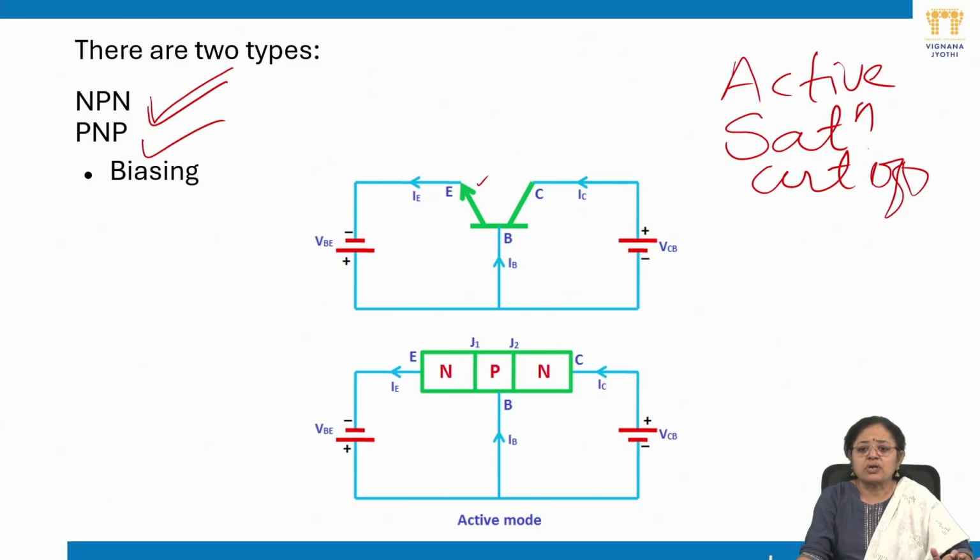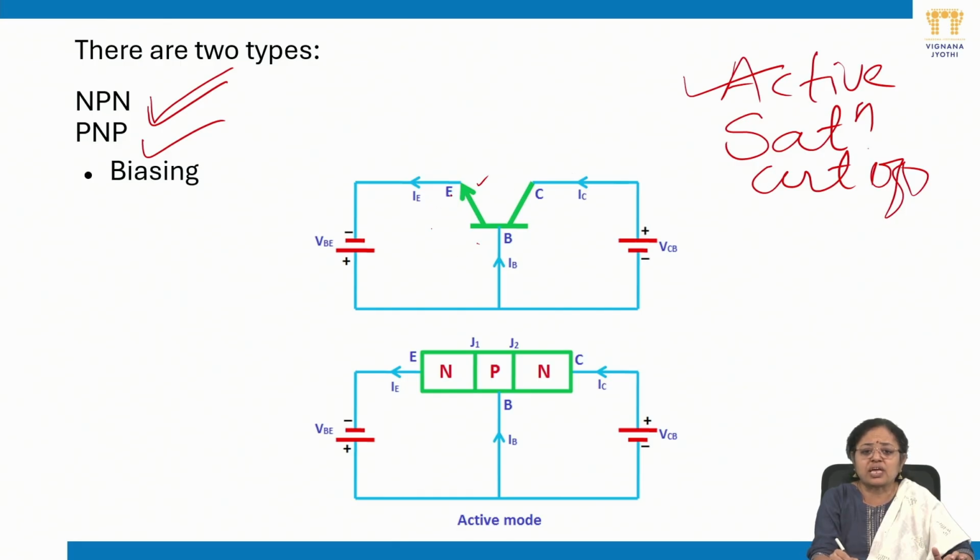For the transistor to work in the active region, the input junction, which is the emitter base junction, should be forward biased and the collector base junction should be reverse biased. For the saturation region, both the EB junction and CB junction should be forward biased. For the cutoff region, the emitter base junction and the collector base junction should both be reverse biased.